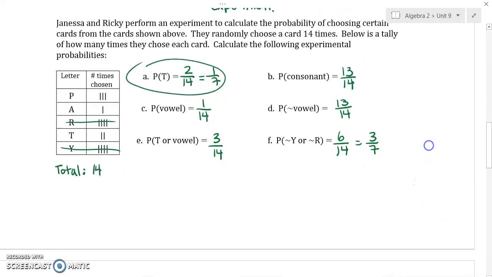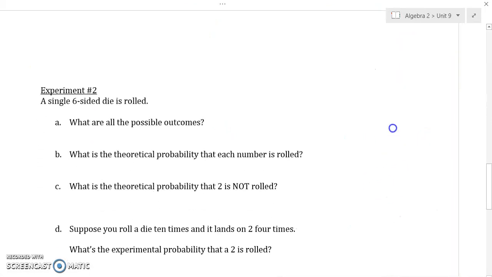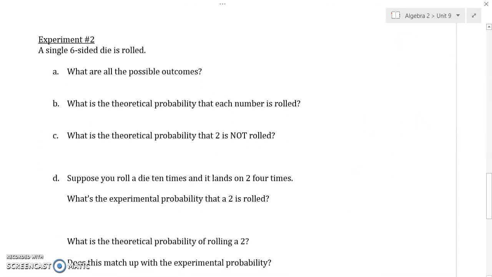All right, so let's go ahead and look at the second experiment. So experiment number 2 is talking about a single 6-sided die being rolled. So the question is, once again, what are all the possible outcomes? Well, one of the outcomes is I can land on 1, I can land on 2, 3, 4, 5, or 6. So those are all the possible outcomes. And then the question is, what's the theoretical probability that each number is rolled?